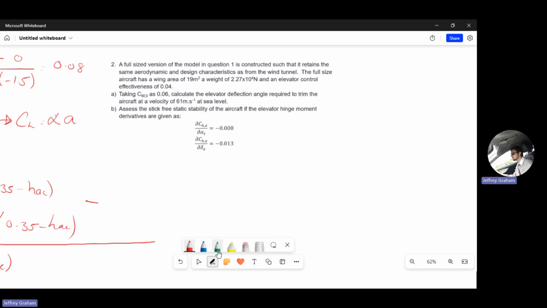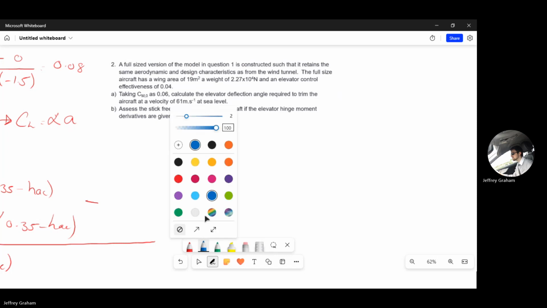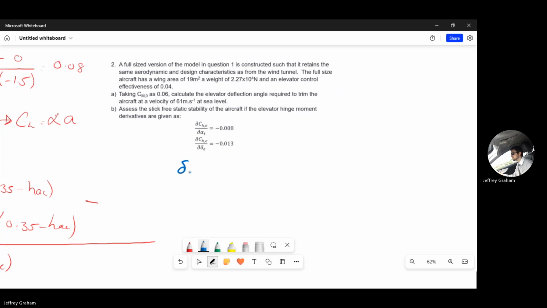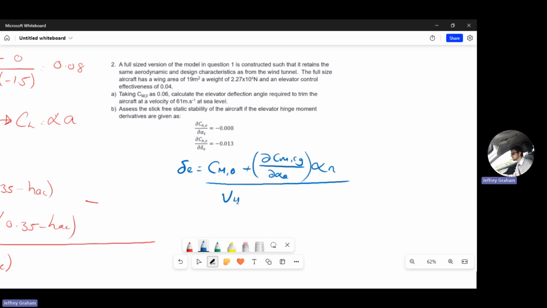Right. The elevator deflection angle is CMO, the trim graph gradients, the trimmed angle of attack, tail volume, and in this case, it's CLT divided by.